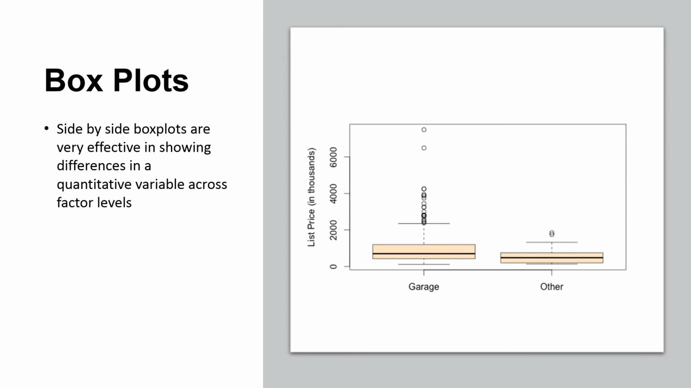Side-by-side box plots are very effective in showing differences in a quantitative variable across factor levels. The graph shows side by side the lease prices of real estate properties with and without a parking garage. It is difficult to establish distinguishing shapes of the lease prices. The graph shows clearly that properties with a parking garage are more expensive. In addition, we can also easily grab a few useful summary statistics from the graphs.